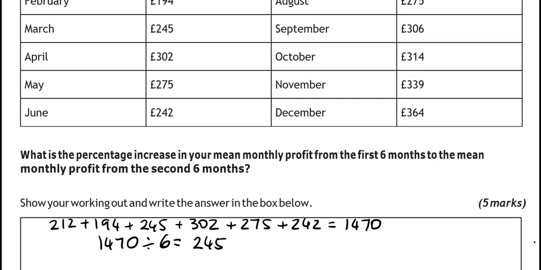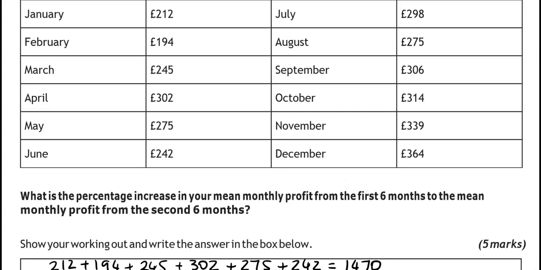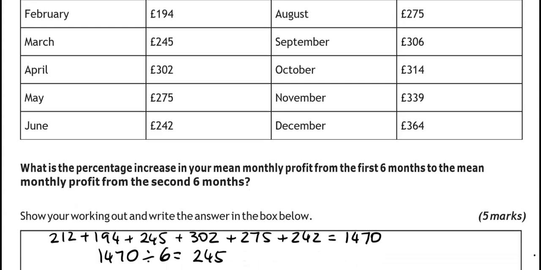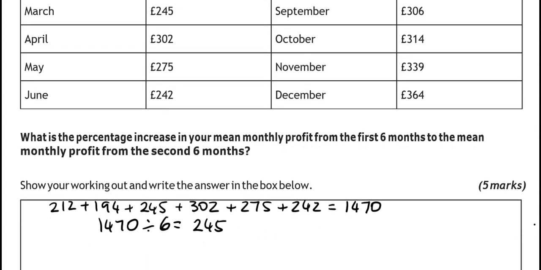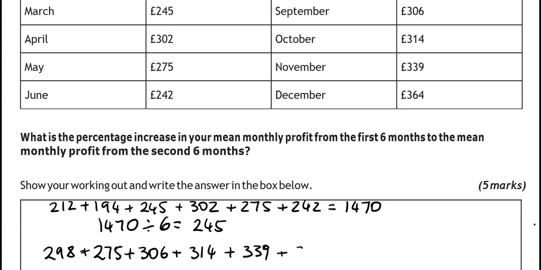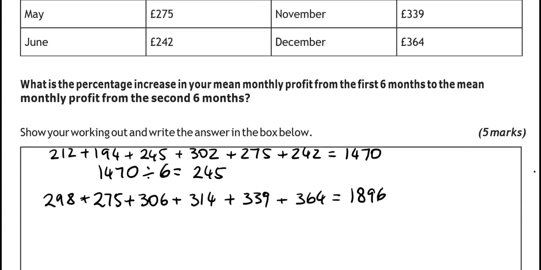We'll repeat the process for the second 6 months, so 298, add 275, add 306, add 314, add 339, add 364, which is 1896. So again, dividing this by 6 is going to give us 316.